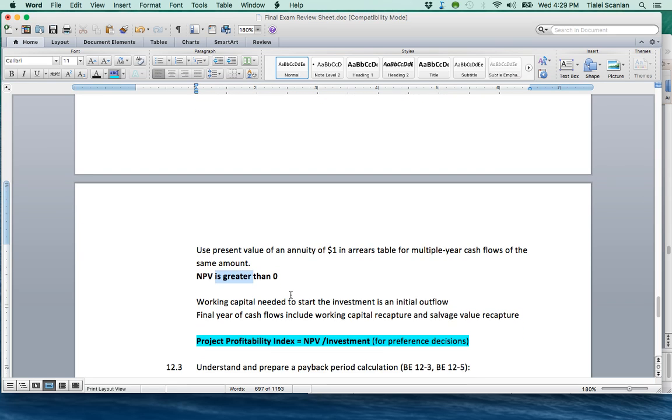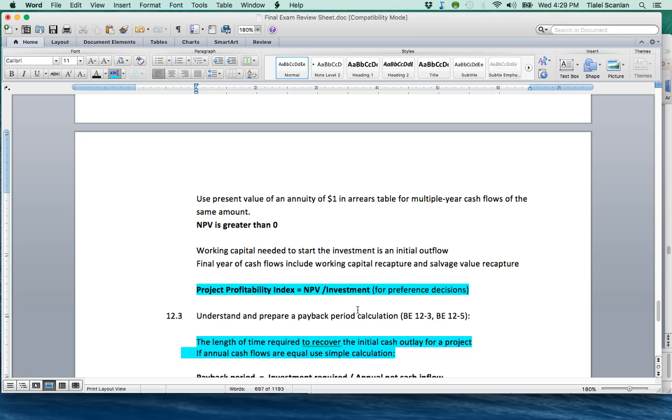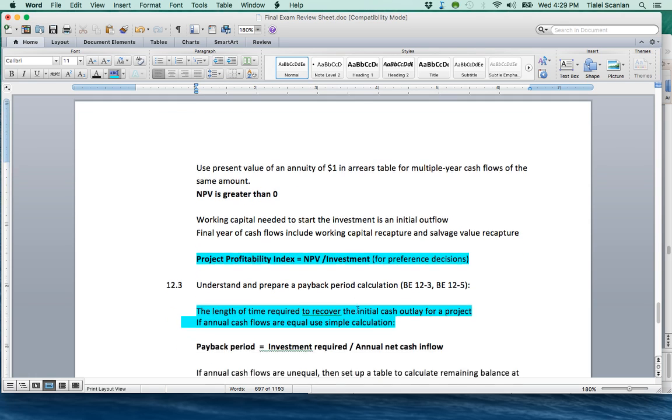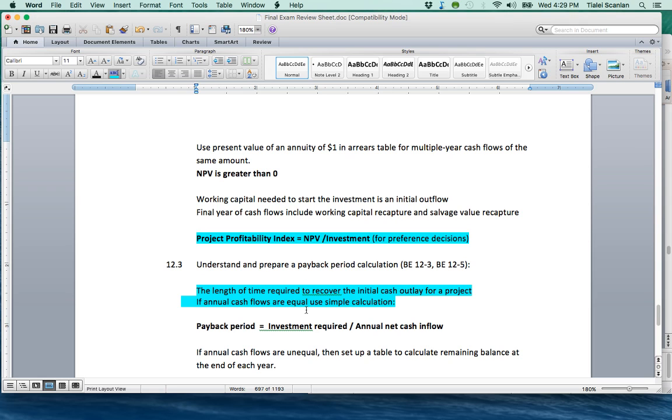You would choose as many projects as you can with the NPV greater than 0 if you had unlimited money to invest. And so you're going to need to know the project profitability index, the NPV over the investment, and the higher the profitability index, the more profitable, so the more likely you want to choose that project over another one. The length of time to recover initial cash outlay for the project, I think that's like verbatim on the exam. That would be the payback period.